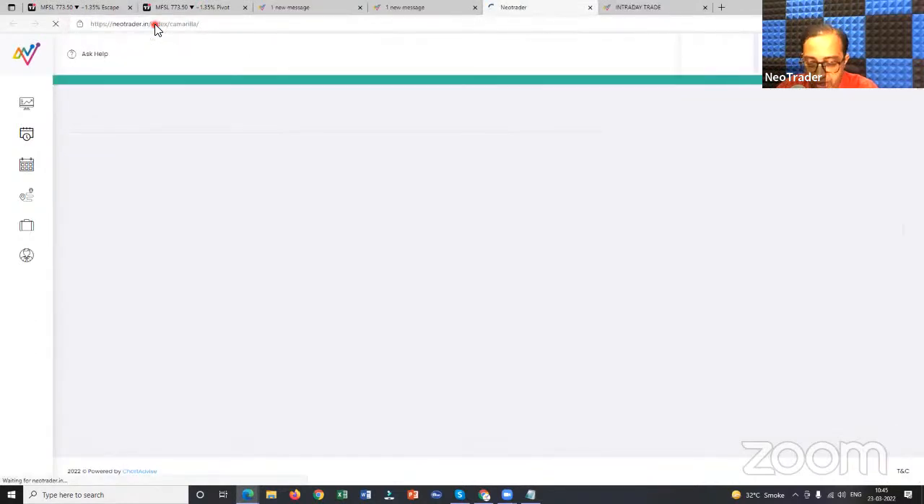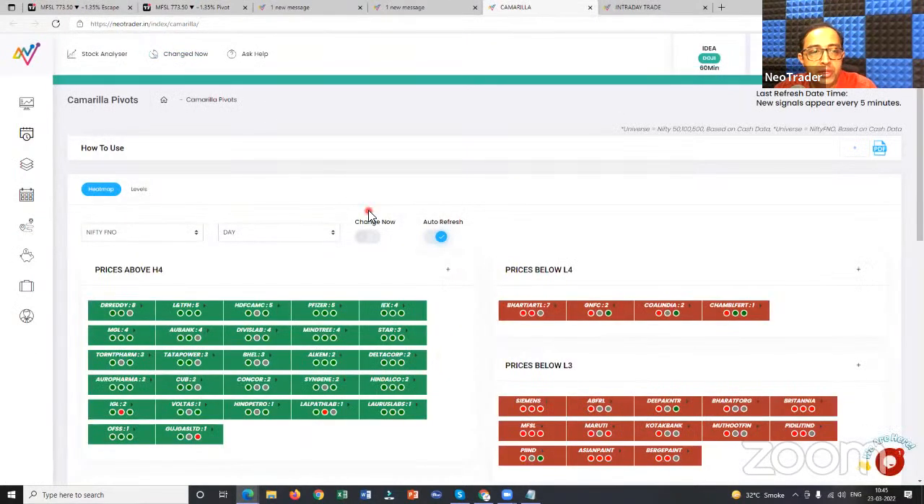So anytime you go into the Camarilla page, you will be able to see which stocks are there, either on the daily or on the weekly or on the monthly. Depending on what time frame you choose, depending on what kind of activity you wish to do, you can go ahead and take the trade. So yes, this is what I wanted to share with you.